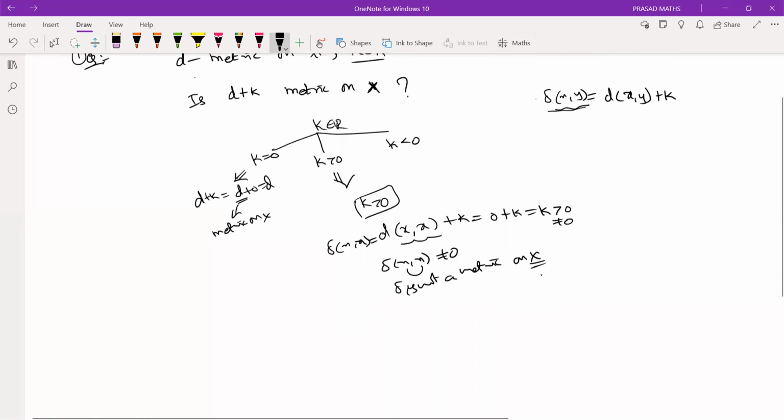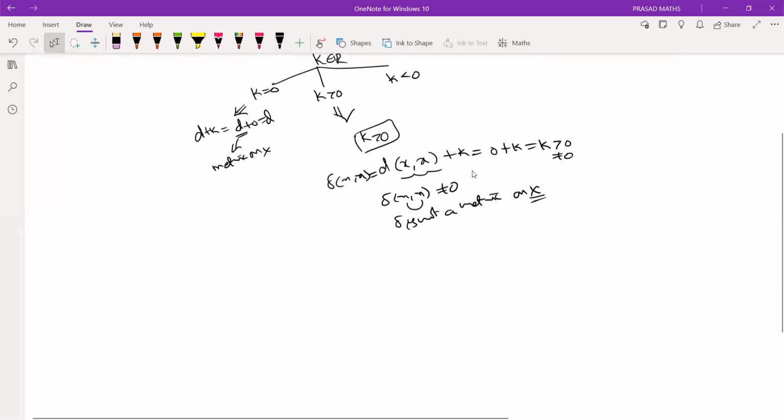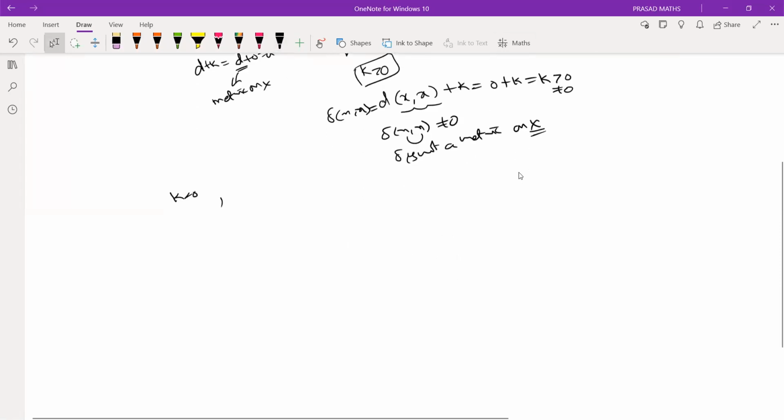So what about k negative? If you take k negative, what is my metric actually? Suppose delta of x comma y is equal to d of x comma y plus k. So for k negative, is it a metric?